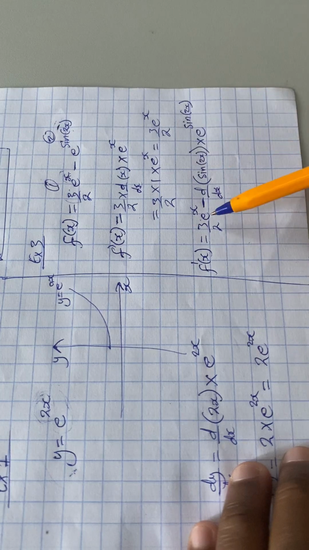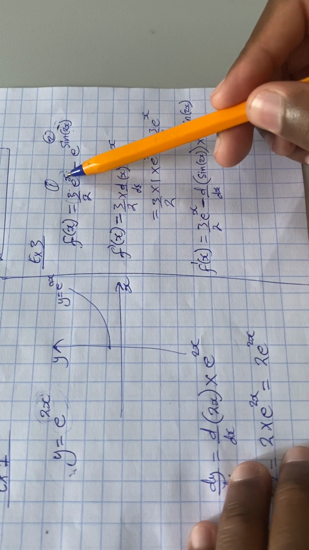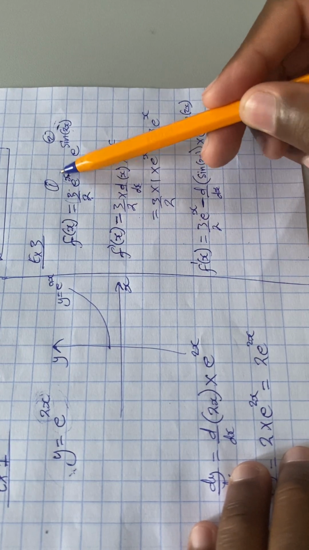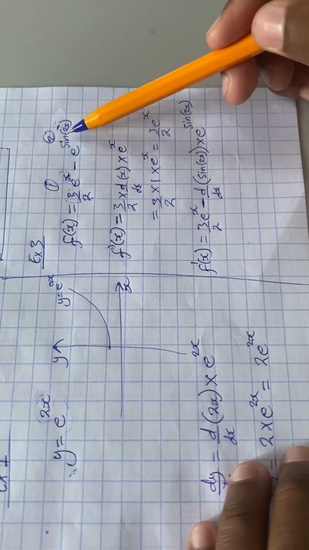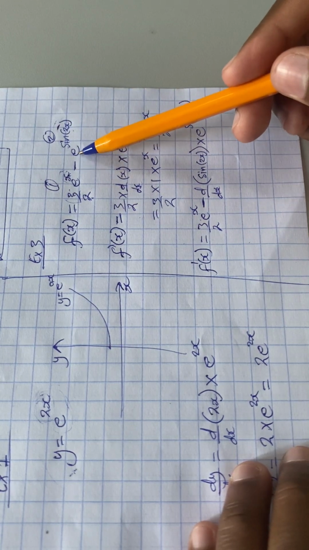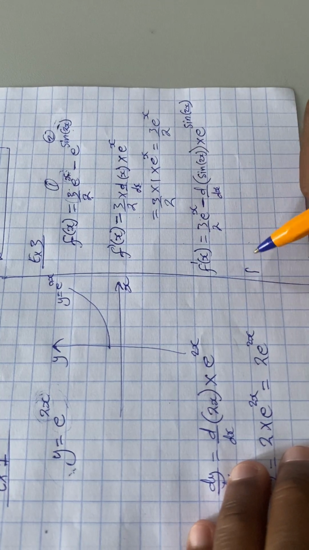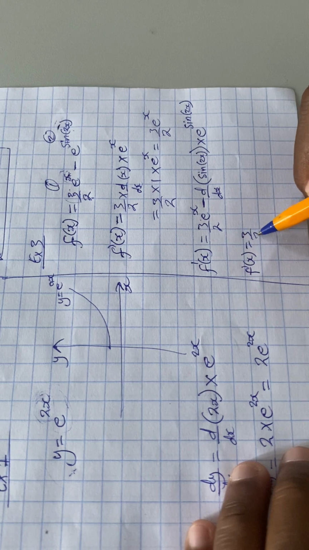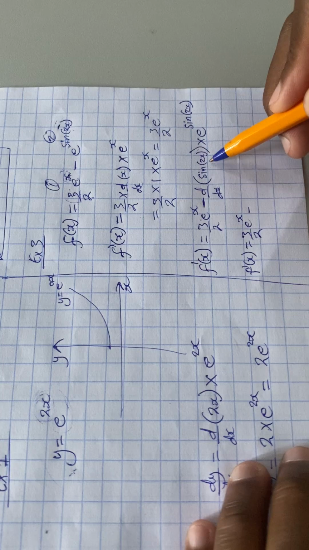So with the first term, x is the first derivative of the power, which is x, times the constant 3 over 2, times the function itself. Even here, it's the same thing: the first derivative of the power, which is sine 2x, times the function itself. So this is what we have. With this one, we're going to have 3 over 2 e^x minus the first derivative of sine 2x.